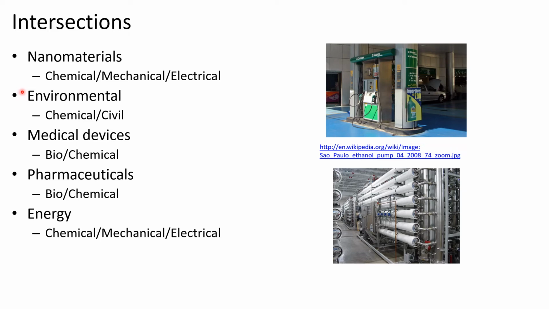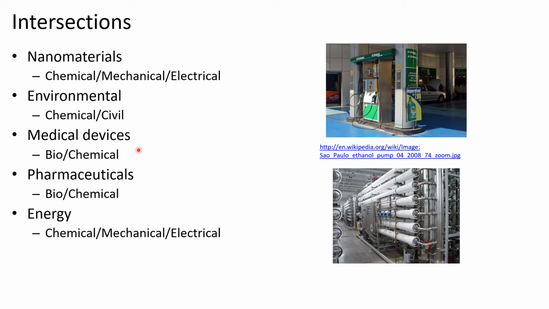The environmental area really represents an intersection between chemical and civil engineering. Civil engineering got involved in environmental issues originally through water treatment. But now this has expanded to looking at issues related to air, as well as water, as well as waste disposal on the land. This is an area where there's a great deal of overlap with chemical engineering. And in fact, the environmental engineering degree program requires several classes from chemical engineering.